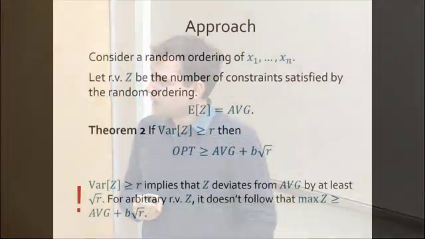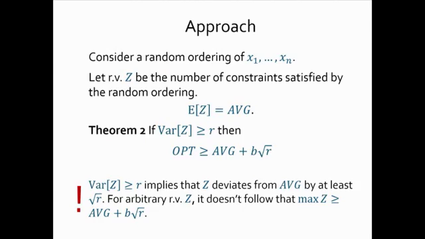Now, first we prove that if the instance depends on at least r variables, then the variance of this random variable Z is large. It's at least some positive constant a times r. And so if we are not in case 1, if the instance depends on many variables, then we know that the variance is high. Now we prove theorem 2 that says that if the variance is high, then the optimum is greater than the average plus some positive constant times square root r.